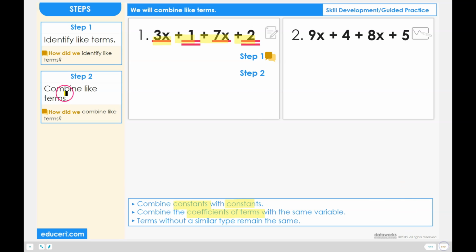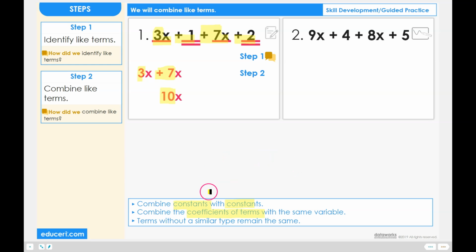Step 2. Combine like terms. To combine terms with the variable, we are going to add the coefficients of those terms. So we need to combine 3 plus 7 to find out the value of the x term. 3x plus 7x becomes 10x. That's 3 plus 7 equals 10, and we keep the variable of x on it.